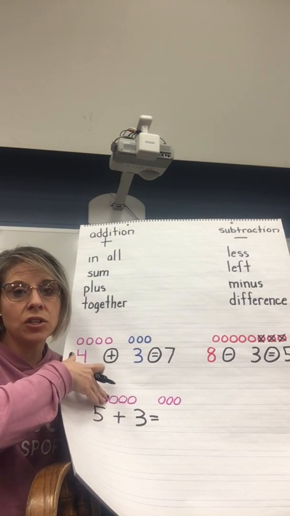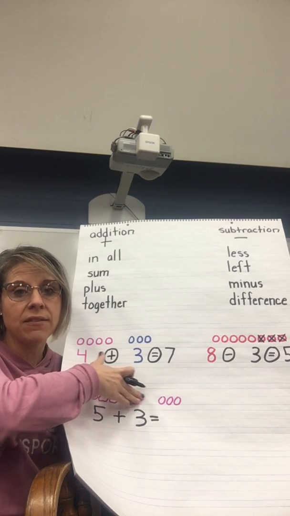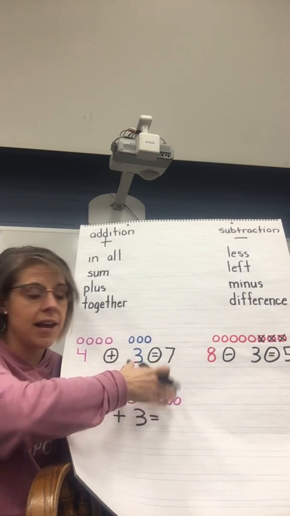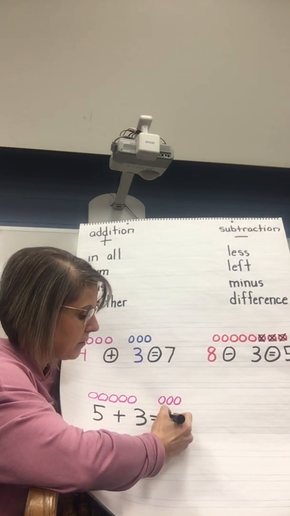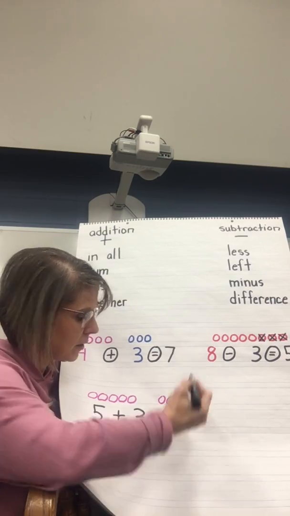So 5 plus 3 equals, well, if we're adding, you count how many there are all together. So you have 1, 2, 3, 4, 5, 6, 7, 8. So 8 is my total.